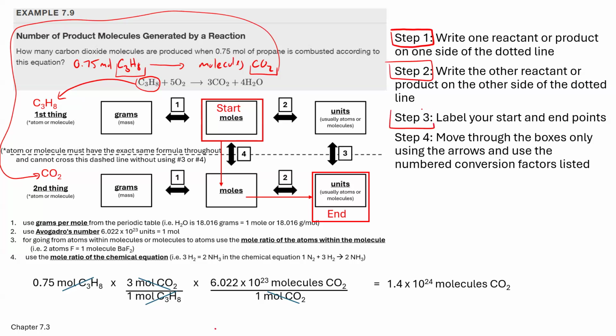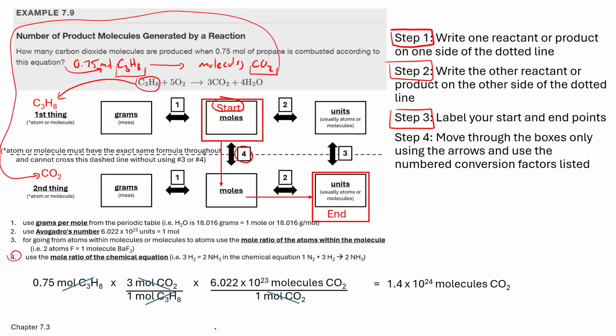Step 3, label your start and end points. Well, they're giving us moles of C3H8. So this is our start. We want to end up with units or molecules of CO2. So we're going to start here. We're going to go down. We're going to start out with moles of C3H8. We're going to move down to moles of CO2, right? And since we crossed this arrow, we have to use number 4, which is use the mole ratio. And then we're going to cross this number 2 arrow and we're going to be in molecules of CO2.